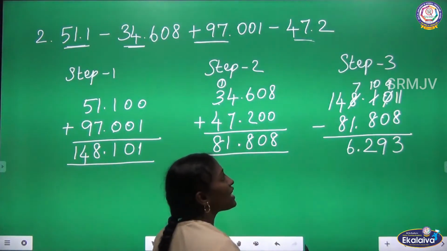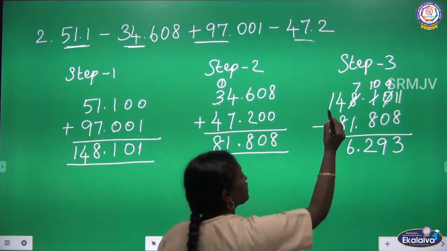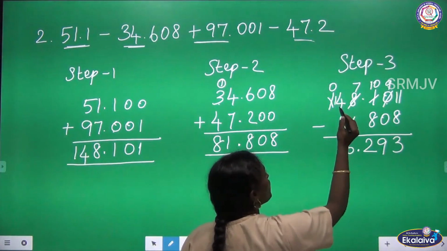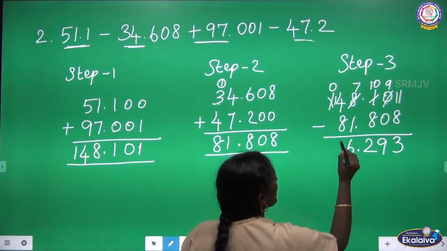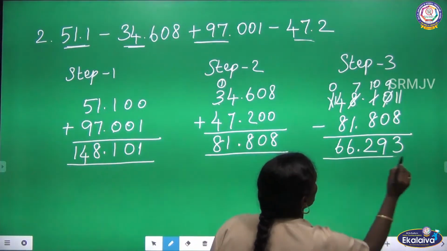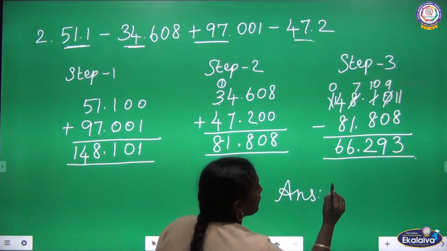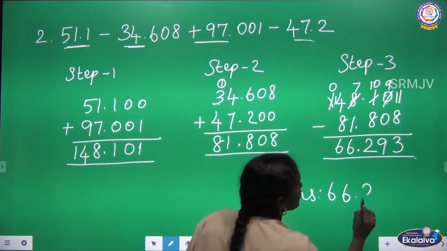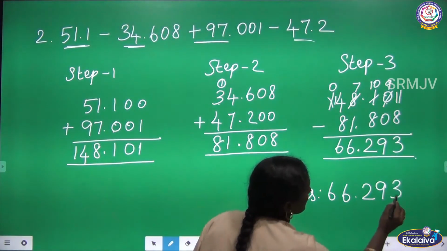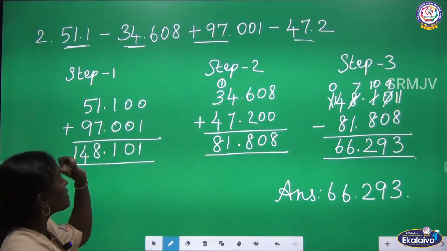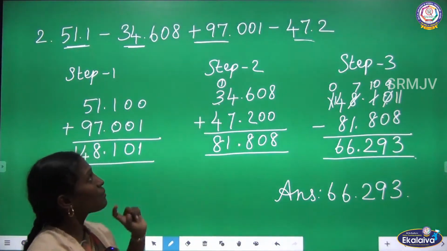Here 4 minus 8, we can't subtract 8 from 4. So we have to borrow from 1. 1 will become 0. 4 will become 14. 14 minus 8, that is 6. So this is the final answer. So the answer is 66.293.